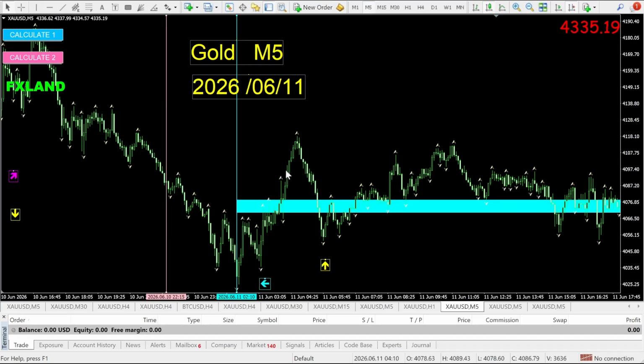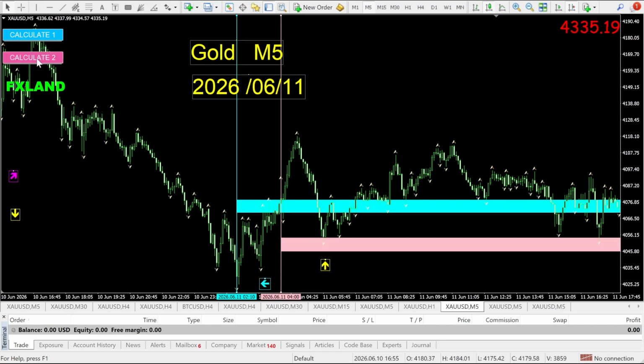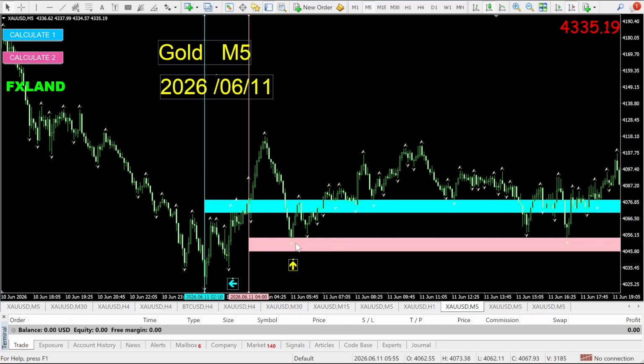Now it is time to identify our entry point. We select the first candle that breaks above the blue box and closes beyond it. Then we place the pink vertical line on that candle and click the pink Calculate button. After the calculation is complete, the indicator creates a pink box. This pink box represents our entry zone and potential buy area. As you can see, traders can use this pink box as a buying opportunity and target higher price levels.